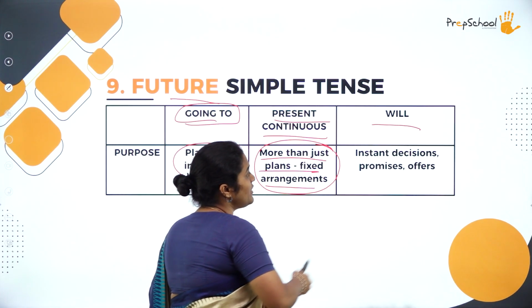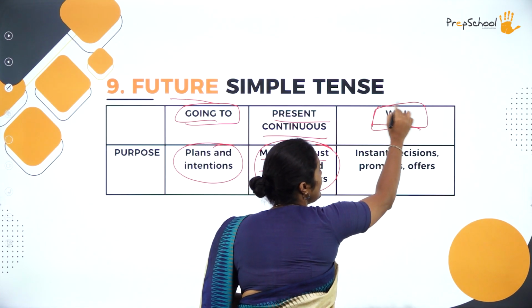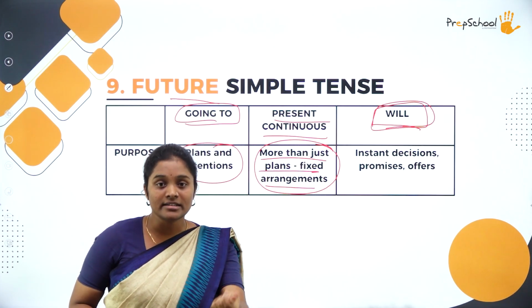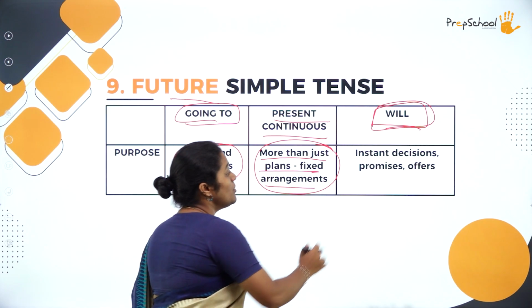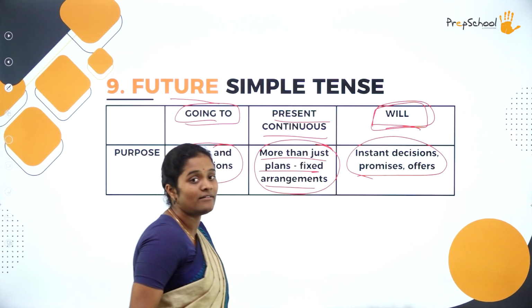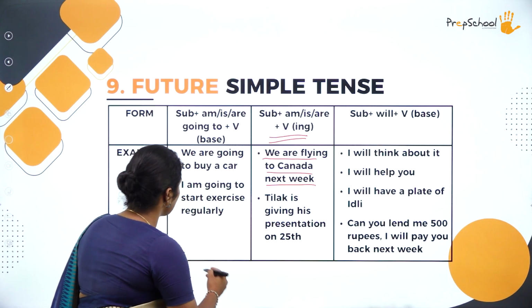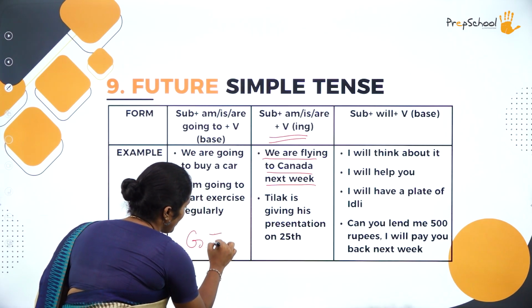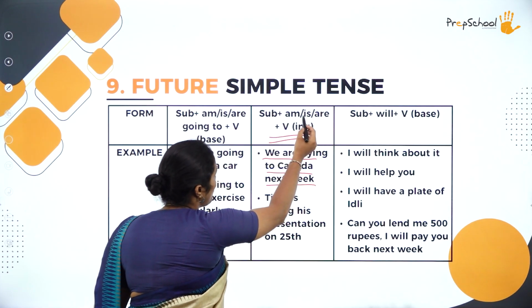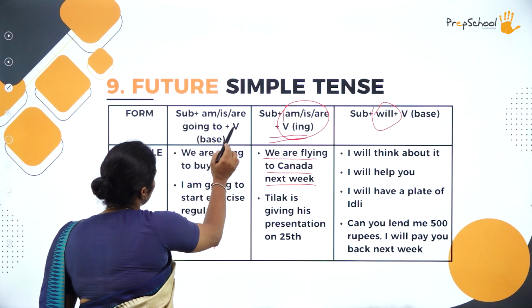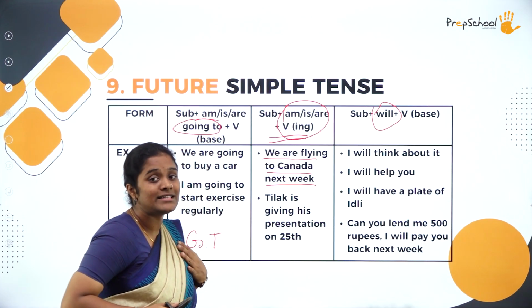Now, moving forward, when do you use "will", right? When do you use "will"? In order to express a sudden decision, an instant decision, promise or offers, you use "will". Let's look at the examples. Let's look at the format. Now, this one is for "going to". This one, you have the format over here. And the last one is "will". All right. Now, for this one, this is the format.